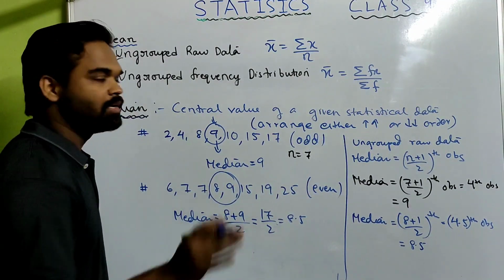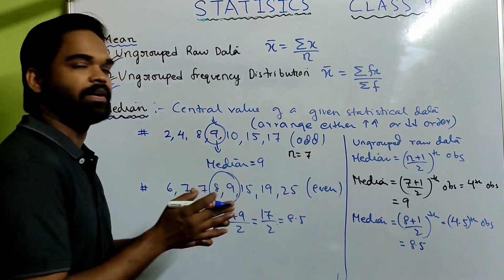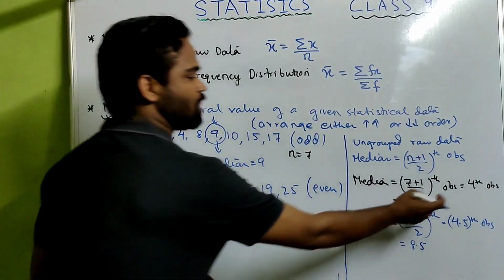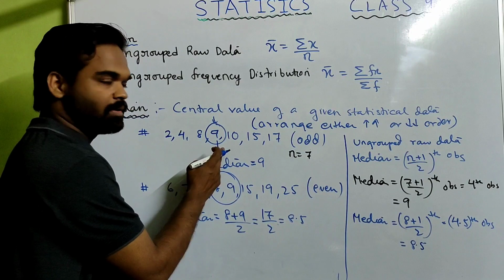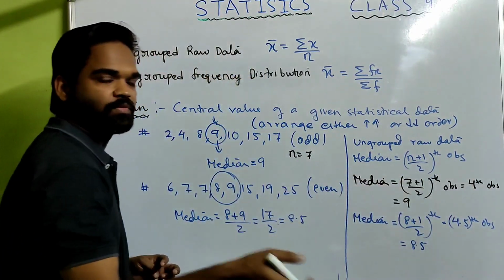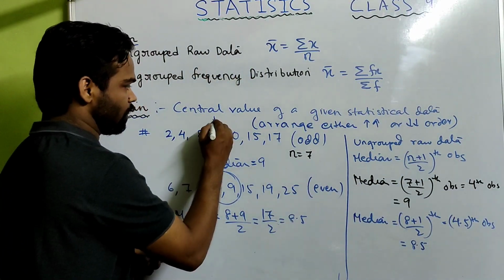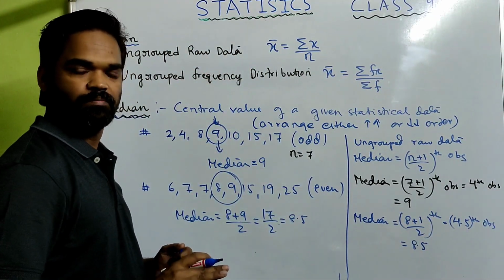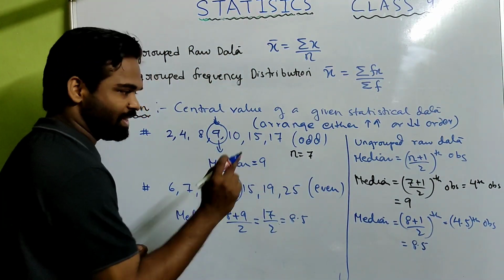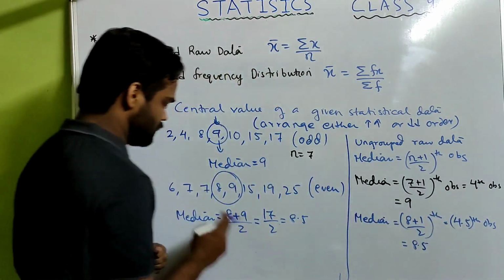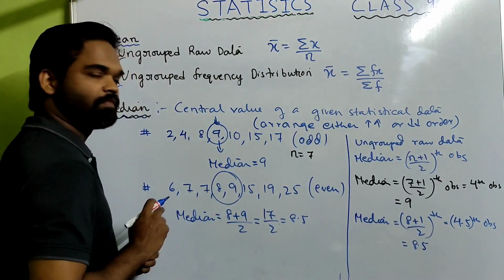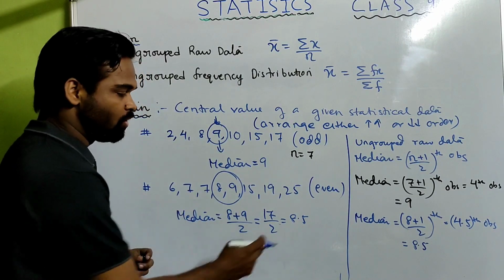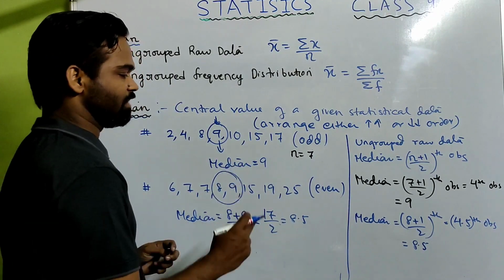Remember, in certain books they have taken separate cases for odd and even. You don't have to remember that. Just remember one formula: for ungrouped raw data, median is n plus 1 by 2th observation. If it comes a whole number, we know how to pick. Suppose 4, the fourth observation. 4 is a whole number, so we know the fourth observation. But if it comes in decimal like this, 4.5th observation, then the 4.5th observation will be the average between the 4th and 5th observation. That is in this case 8 plus 9 by 2, which is 8.5.